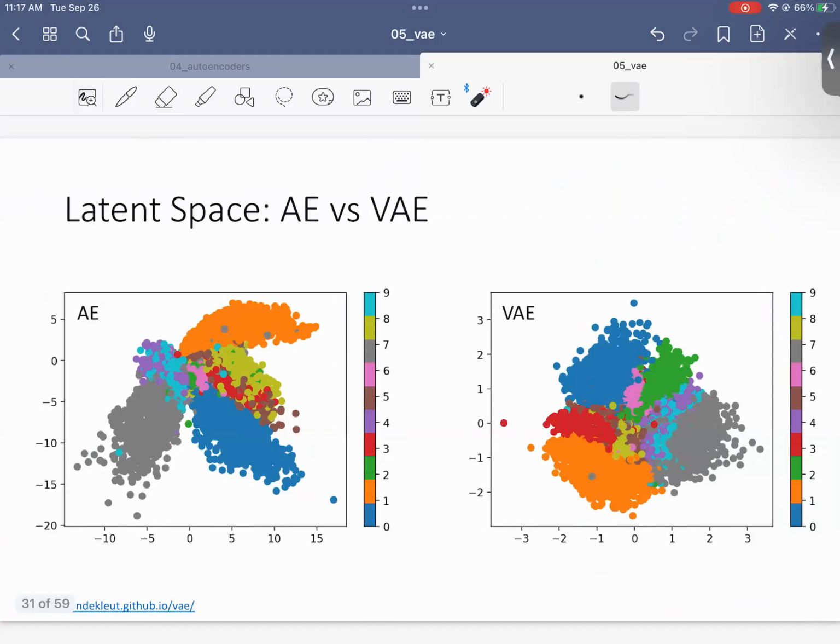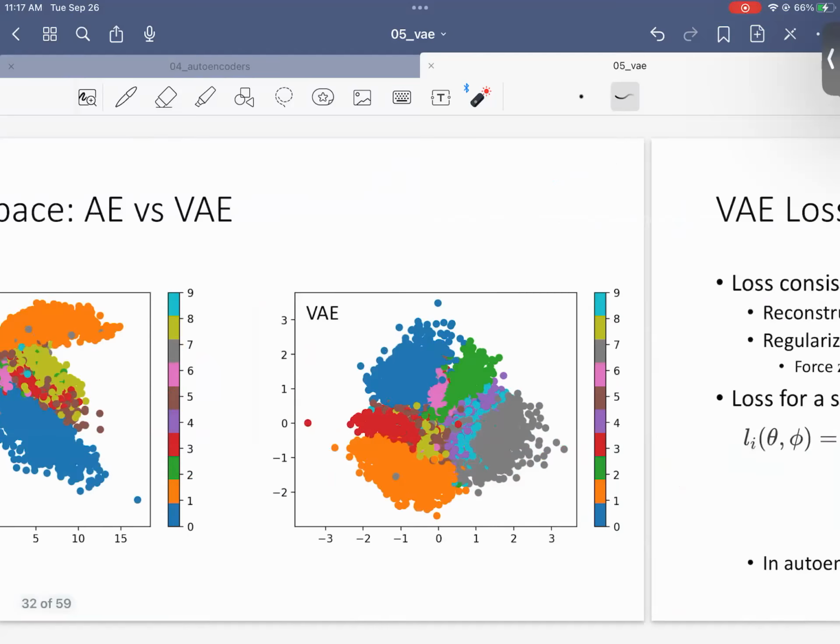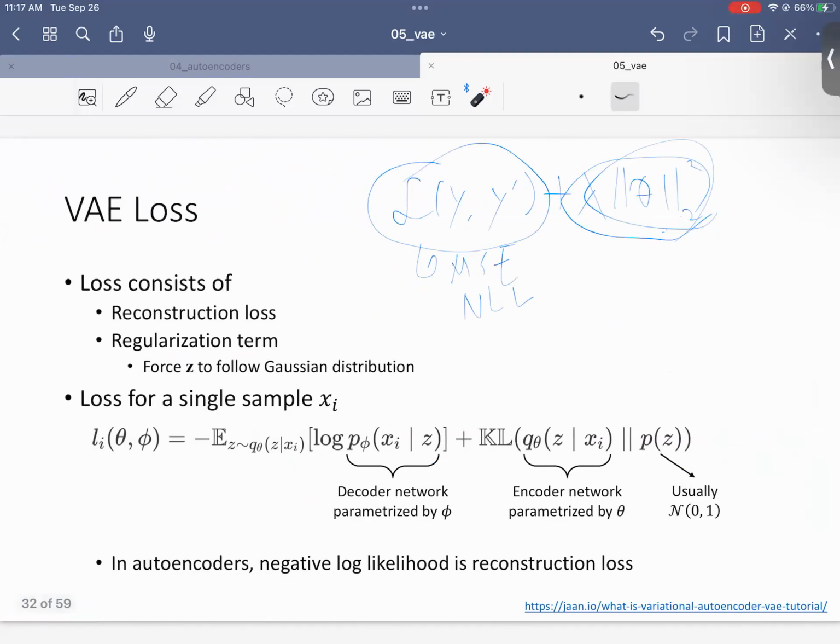But as I said, once you've learned the latent space, you can run K-means or a Gaussian mixture model, your favorite clustering algorithms, on top of it. Hopefully that makes sense.